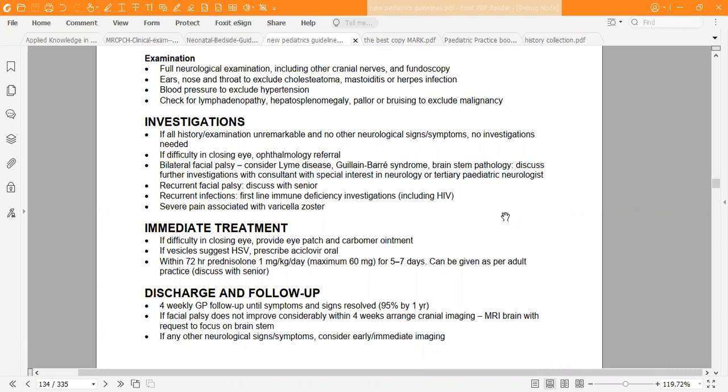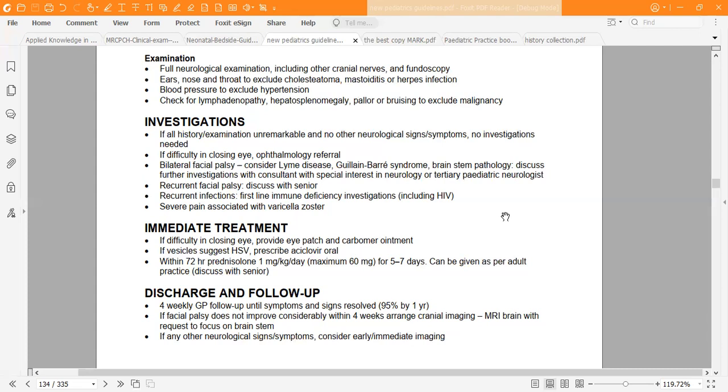Severe pain associated with varicella zoster. If there's severe pain associated with varicella zoster, you will find the vesicles following only one dermatome, so that will be obvious for you.